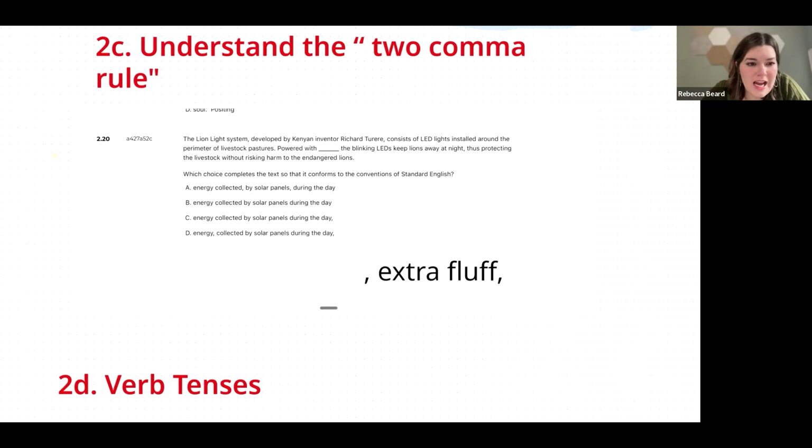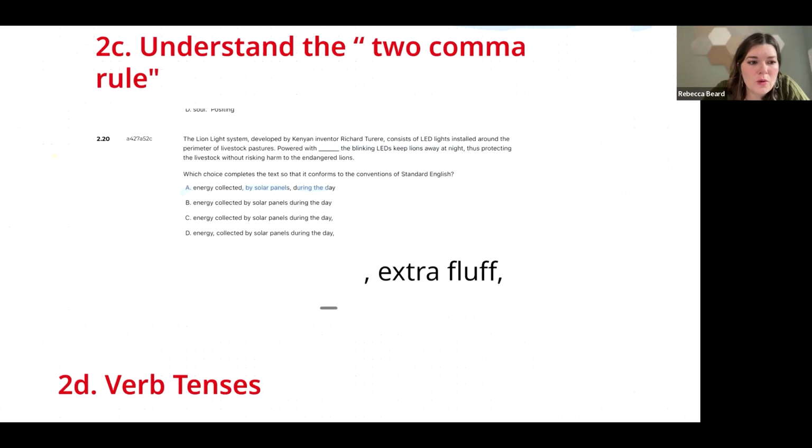So if you look first at A, you've got a heck of a lot of commas. Most of the time that's just going to be wrong. What that would mean is this can be removed, and also all of this can be removed because there's a comma down here. So I would just say off the bat, the answer is not A. And then as we go through the other ones, we have to look at what's going to make sense. So if we go energy collected by solar panels during the day, the blinking LED lights keeping lions away at night. What is highlighted here in B would make a really run-on statement, and that is not what we would want.